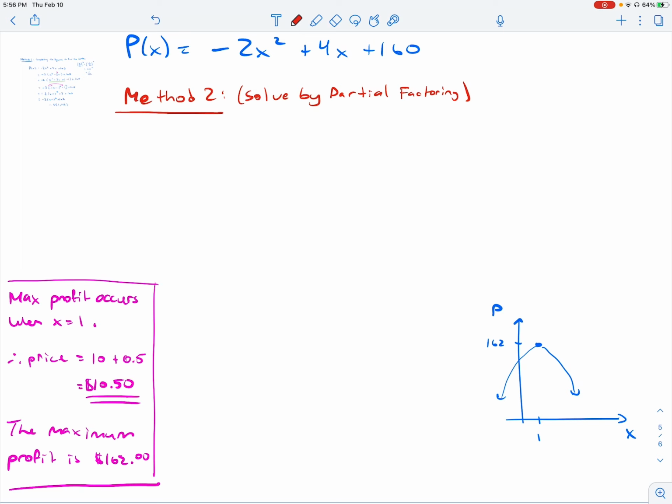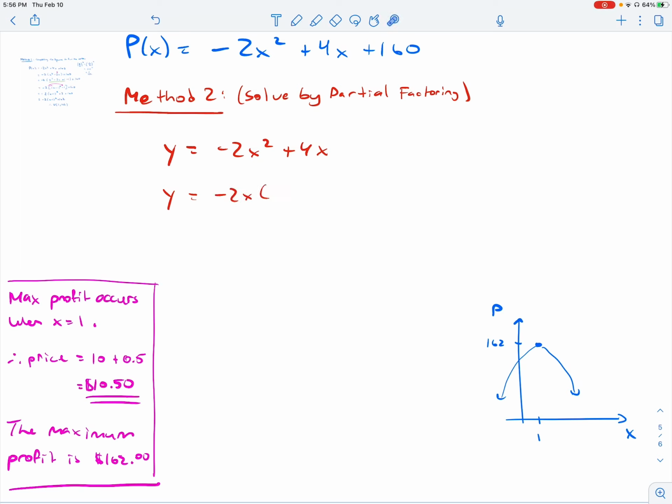All right, so if you remember, we need to rewrite our equation, so this one here, but we're going to drop that last term. We don't need that last term in it, so it's going to look like negative 2x squared plus 4x. And then the next thing we do is we need to factor this. So we will take out our greatest common factor, which is negative 2x.